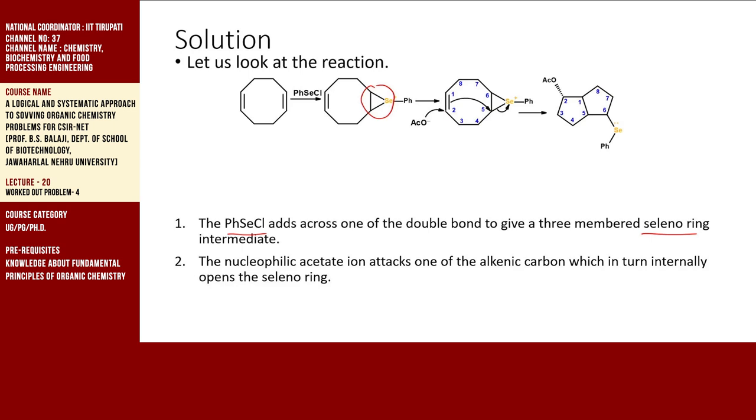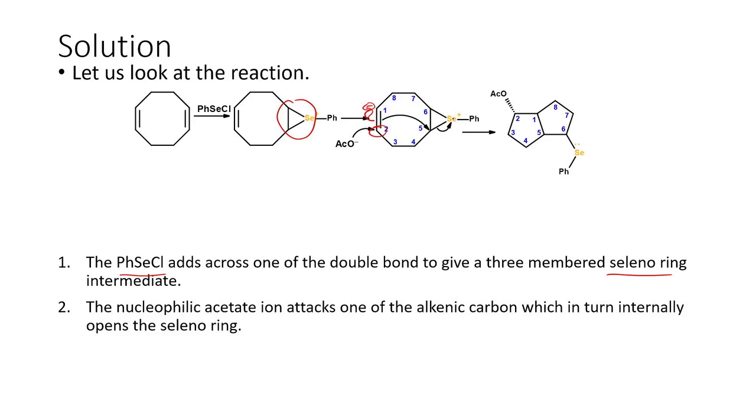So the acetate anion attacks this particular carbon atom. The negative charge will now go to this carbon, and this will now attack this particular carbon. Either 5 or 6 can be attacked. We will see whether it attacks 5 or 6. And that leads to the opening of the selenium ring, because selenium is having a positive charge, so this cannot exist for a longer time. So the nucleophile will attack to open up that cyclopropyl-like 3-membered seleno ring system, and we end up with the first carbon getting connected to the fifth carbon. That is what is actually happening.